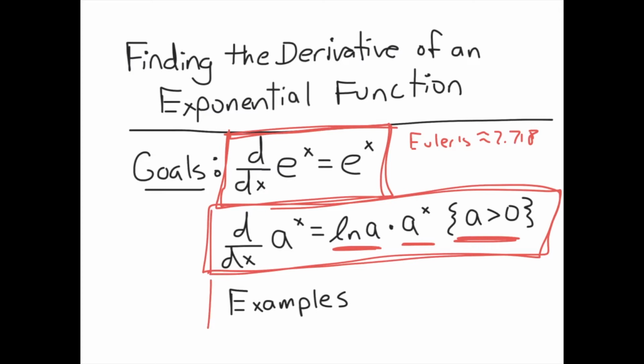And then we'll finish off with a bunch of examples. I have 6 examples for you of using these rules once we've proven them. So let's dive in to proving our first goal up there. The derivative of e to the x is e to the x.